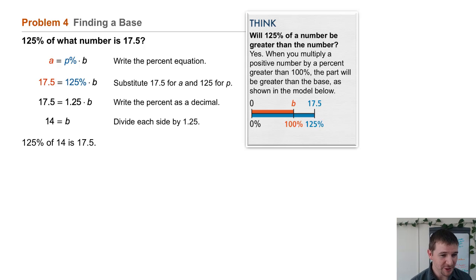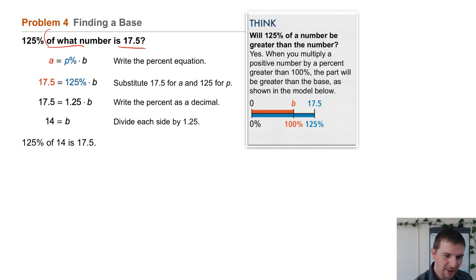So again, percent equation, A equals P% times B, and plug in what we're given. Well, 125% goes in place of P, and then 17.5, here's where we have to be careful. Of what number? 125% of what number is 17.5?